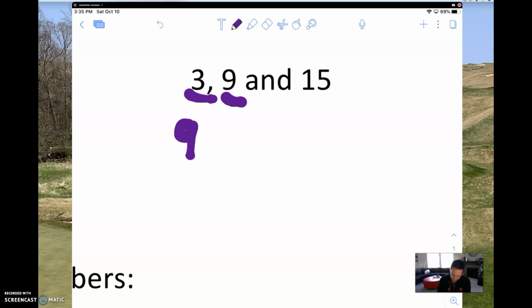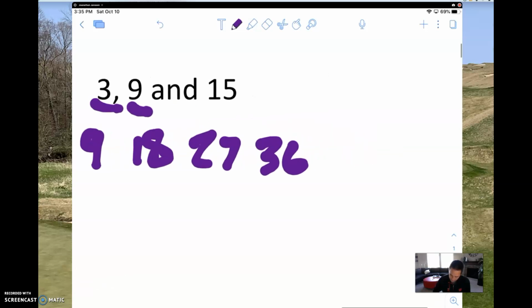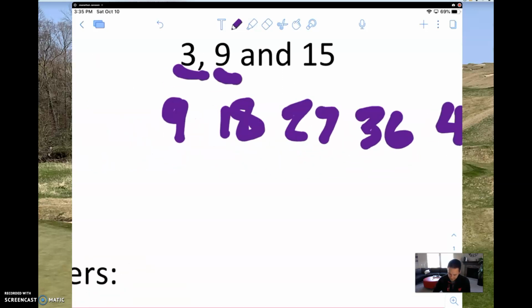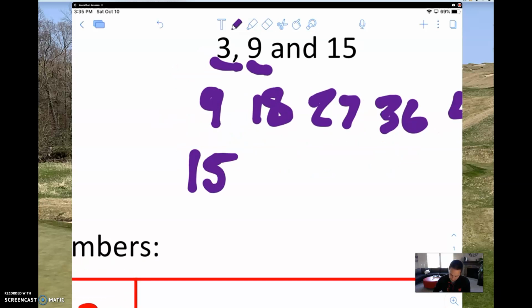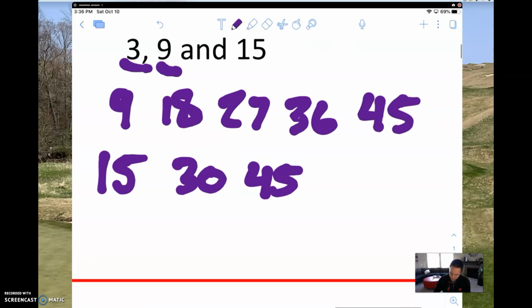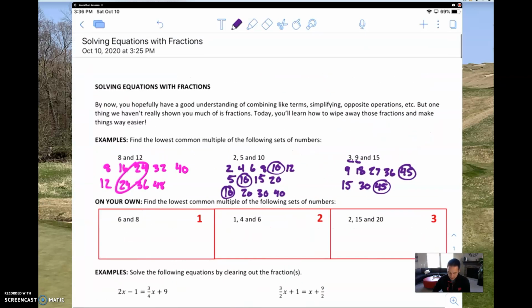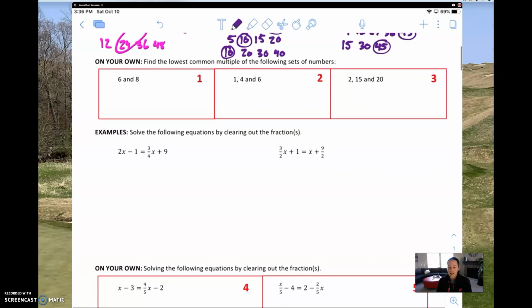We have 9, 18, 27, 36, 45, and so on and so on. If we go by 15, then we would have 15, we would have 30, 45, and hopefully you notice that we have one in common. That 45 would be the least common multiple. So go ahead and pause the video, try and do the next 3 on your own. When you're all done, come on back and we will start solving equations.